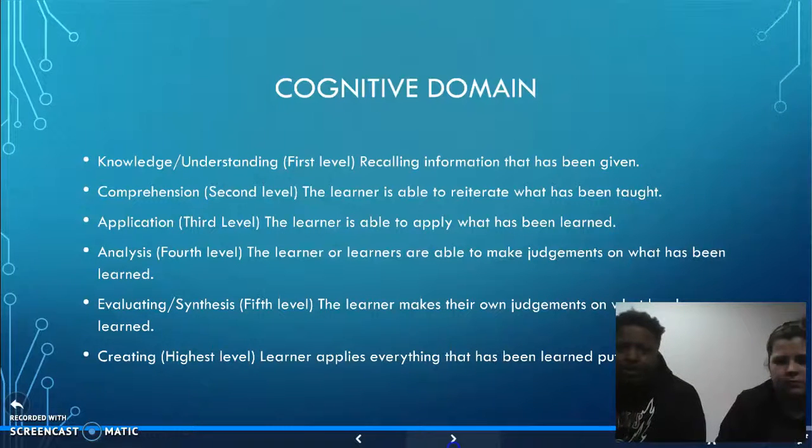Application is when learners are able to apply what has been learned. Analysis is when a learner sees the objective, they're able to formulate what's going on. Evaluating is when the learner makes their own judgments on what has been learned. And the highest level of the cognitive taxonomy is creating, where the learner applies everything and puts it into action to see what you get.